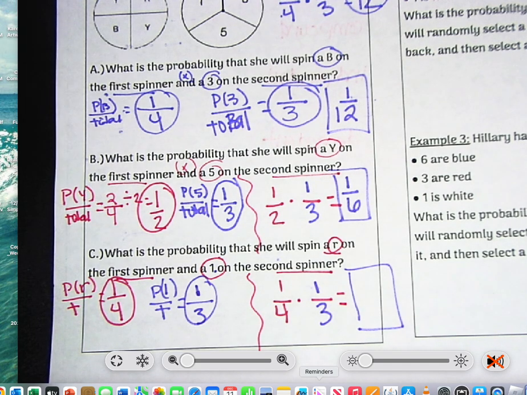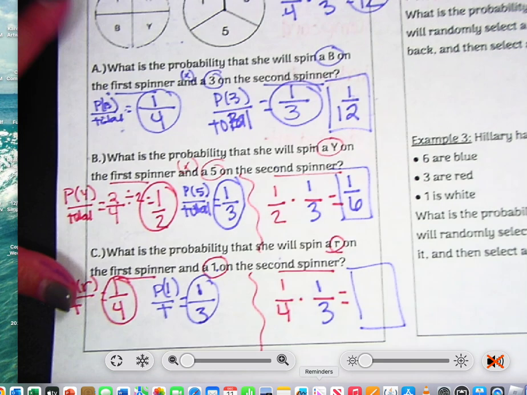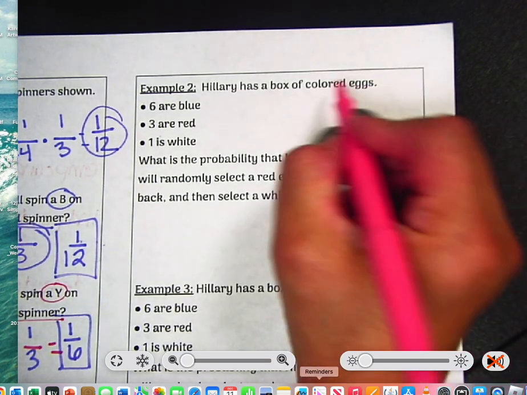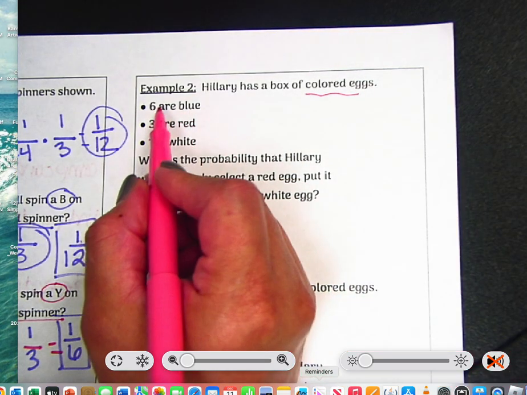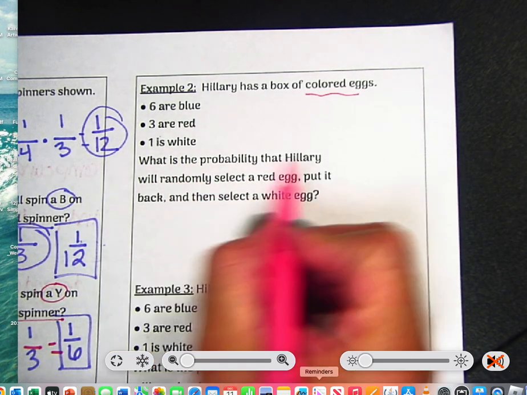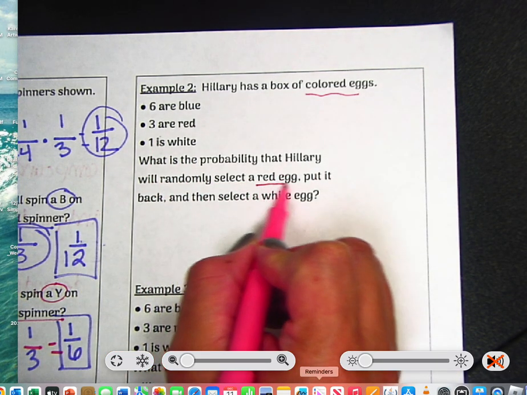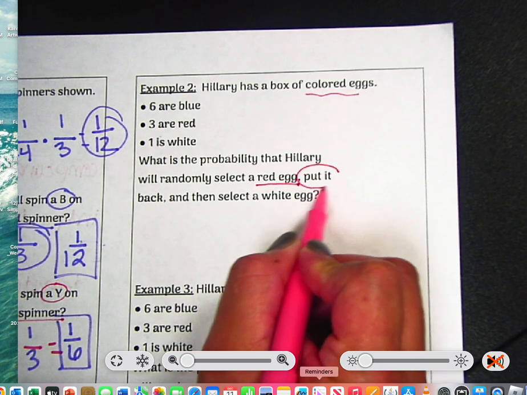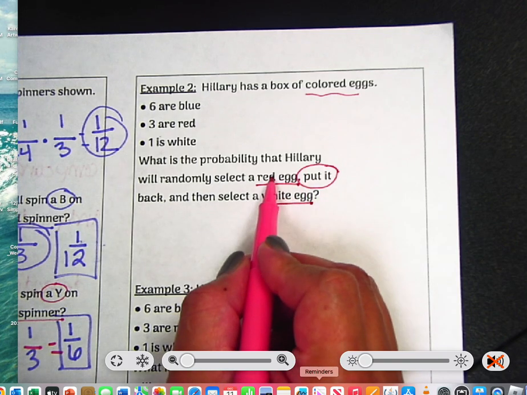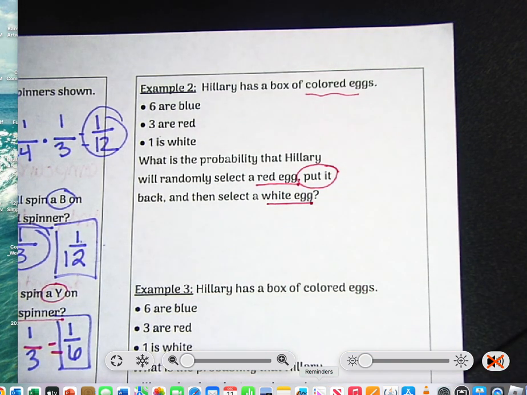Okay, now I'm going to go ahead and do the next 2 examples with you because these are a little bit different, and this is when you'll see independent and dependent events. So example 2, Hillary has a box of colored eggs. Okay, these are all the eggs that are in the box. What is the probability that Hillary will randomly select a red egg, and then she's going to put it back, and then she's going to select a white egg? So there's 2 events because she's drawing 2 different eggs.